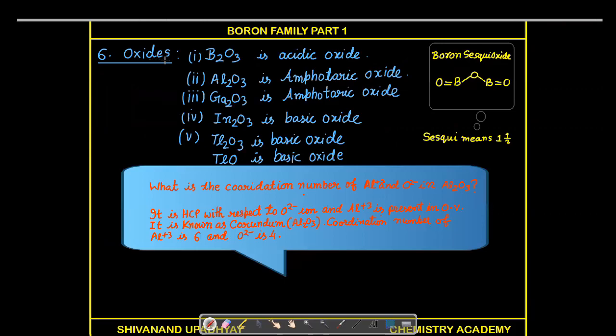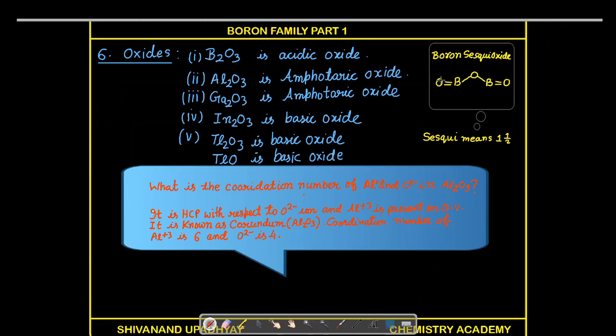The sixth property is about the oxide. When we discuss the oxide, B2O3 is known as boron sesquioxide. Sesqui means 1.5, meaning for one boron atom there are 1.5 oxygen atoms, so we say this is boron sesquioxide, and this is its structure. This is used in the borax bead test, where B2O3 is a colorless solid. When a colored metal ion comes, it will give the color of that metal ion.